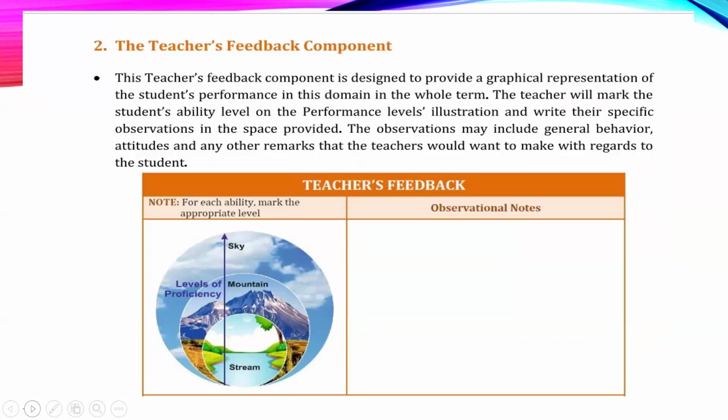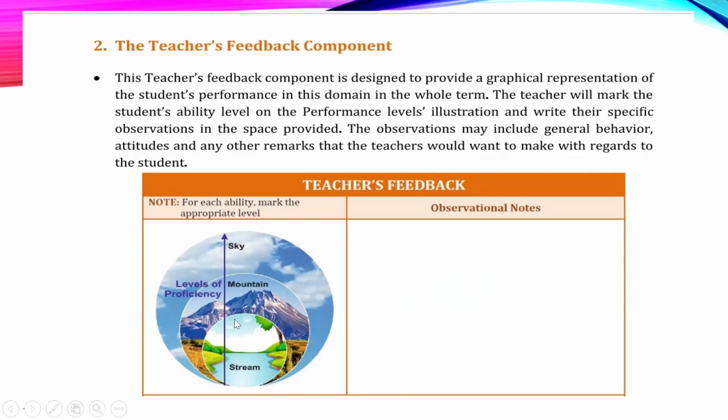We'll come to that. Now, the second part of the B part of the holistic progress card is teachers' feedback component. Now, they have given a visual way of identifying the stream, mountain, sky level of the child. The teacher will mark the student's ability level on the performance levels, illustration, and write their specific observations. So observations are written over here.